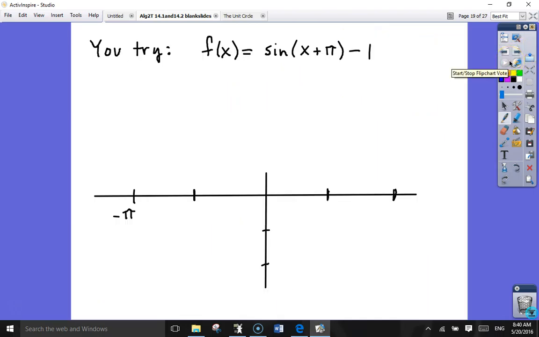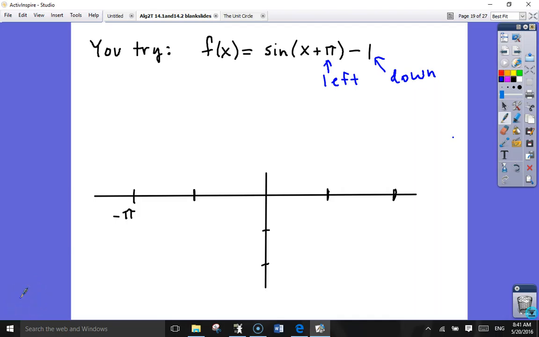So try to graph this one. It looks like we've got what kind of a shift is the plus pi going to be inside? It should be left, right? And what about a -1 down? So see if you can sketch in a sine function, which it looks like it's got the same period and the same amplitude. It's just got those 2 shifts in it.